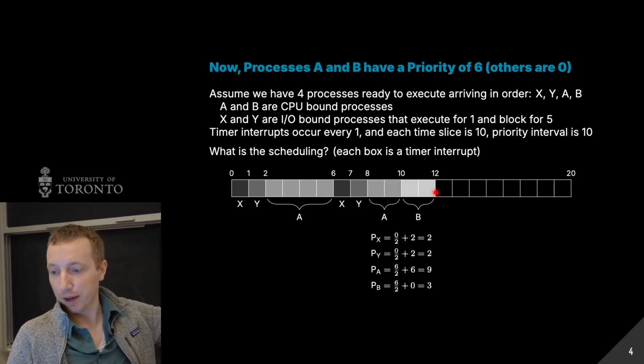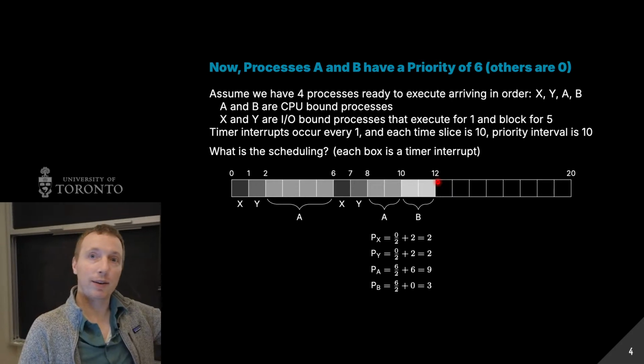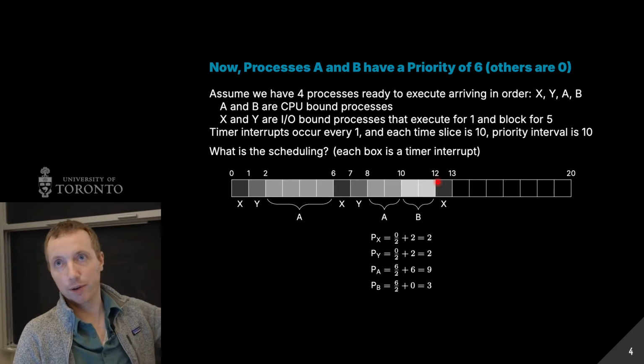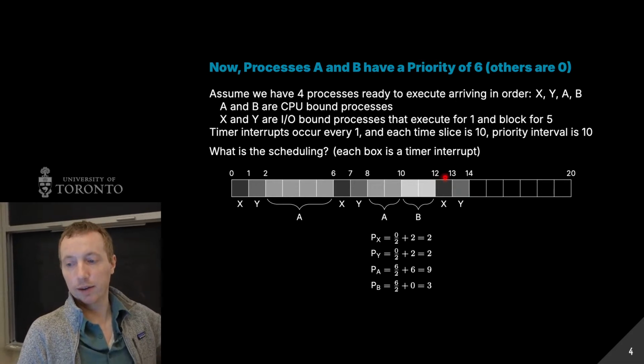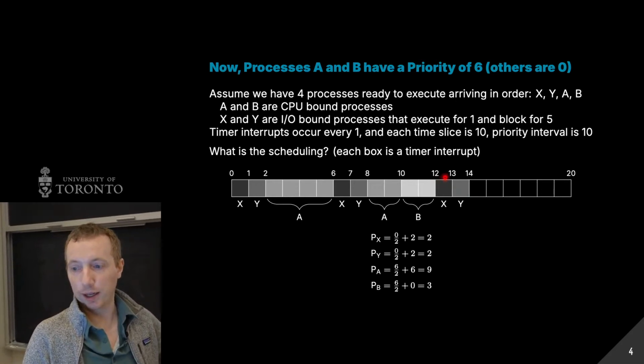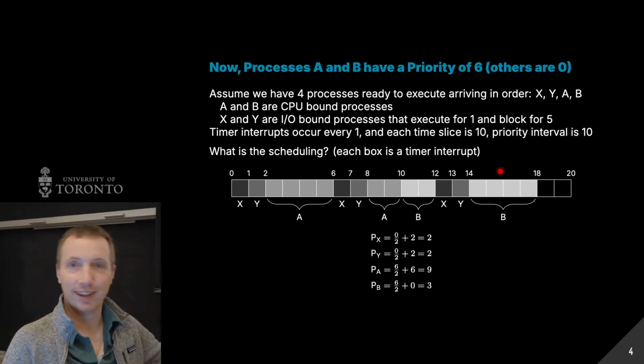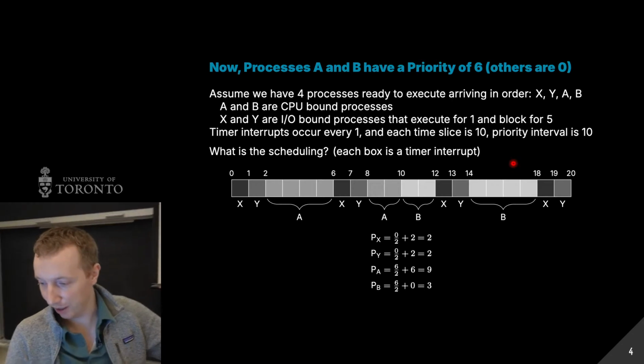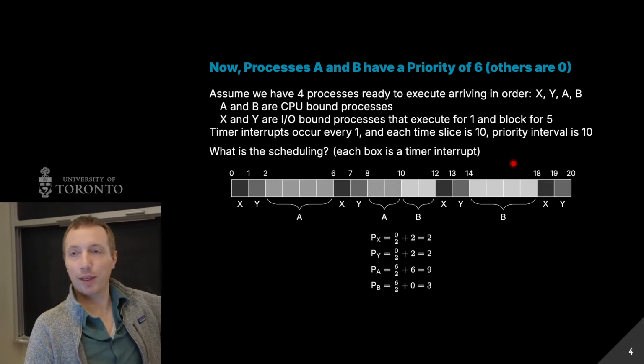And then at time 12, X is ready again. It has a lower number, higher priority, so it would run for 1. Then Y runs for 1 when it's ready, and then it just switches back to B. Then eventually X is ready, and then eventually Y is ready, and then we're done. So everyone good with that?